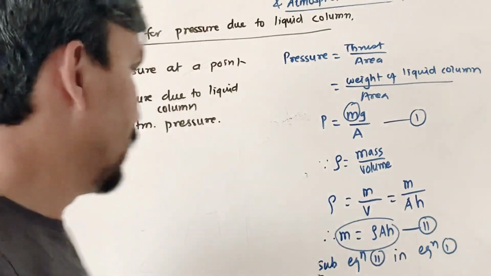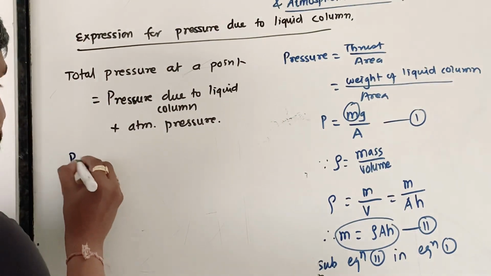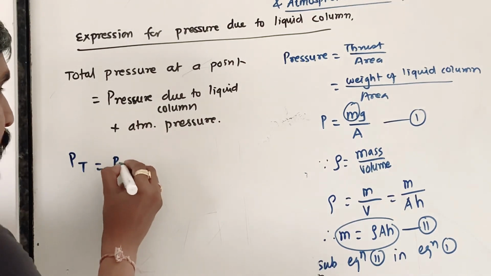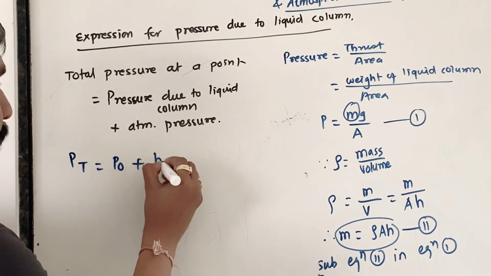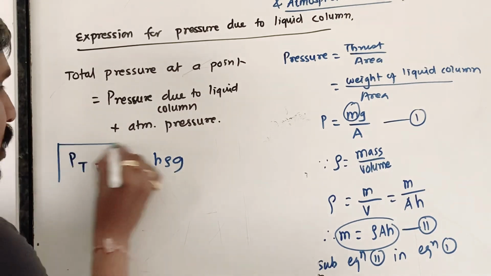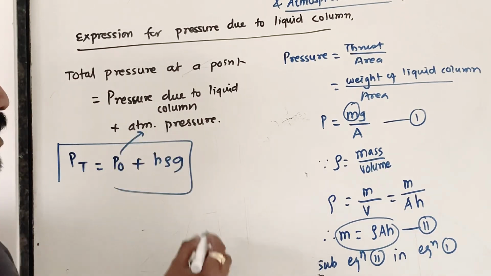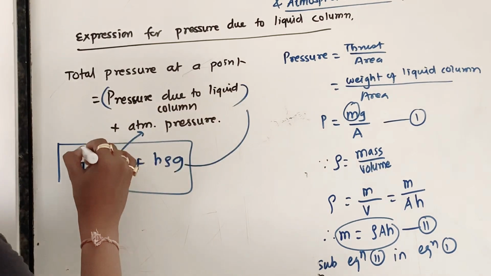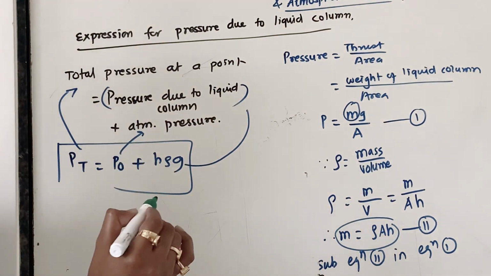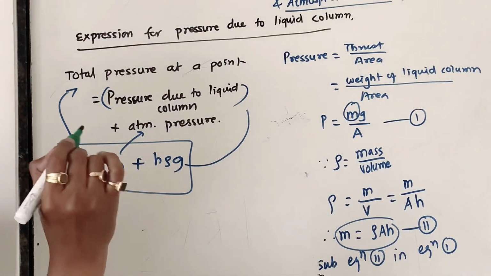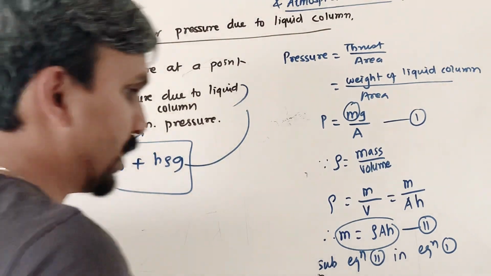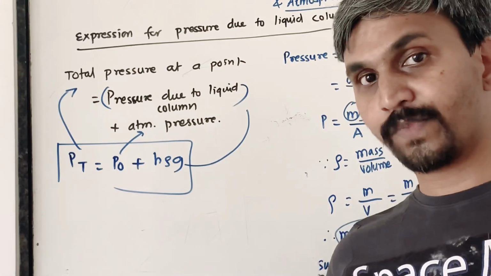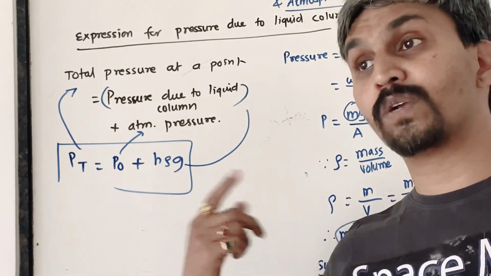So over here, what is total pressure? I will write PT, total pressure, is equal to, I will write atmospheric pressure first, that is P0, plus H rho G. So what is P0? It is atmospheric pressure. What is H rho G? It is the pressure due to liquid column. So PT is the total pressure at a point, right? So there are two important terms in this part. One is pressure, and second is pressure due to liquid column.